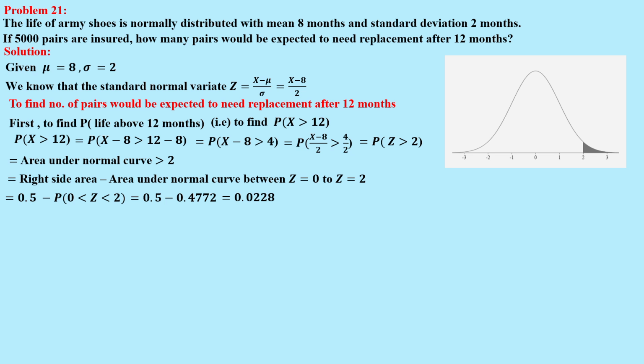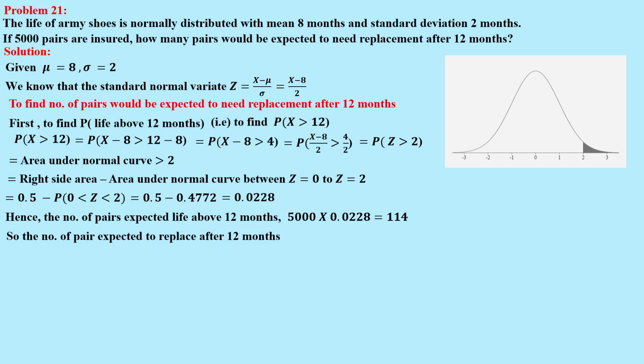So for the 5000 pairs, we need to find out of 5000 pairs how many pairs are to be replaced after 12 months. So we need to multiply 5000 by the required probability, that is 0.0228. That is equal to 114 shoes. So the number of pairs expected to be replaced after 12 months is equal to 5000 minus 114.